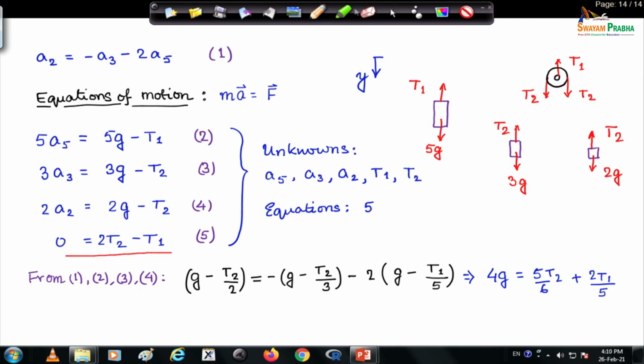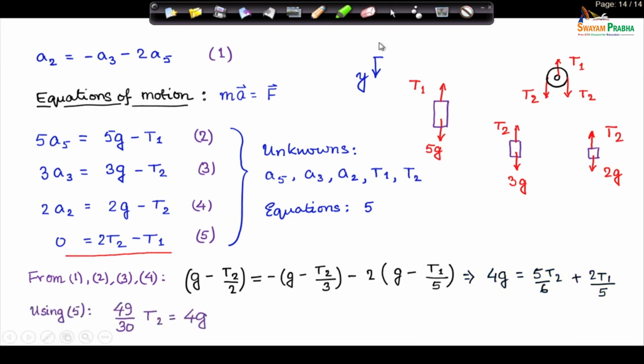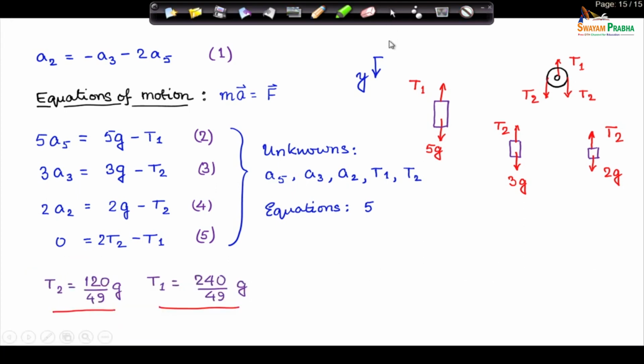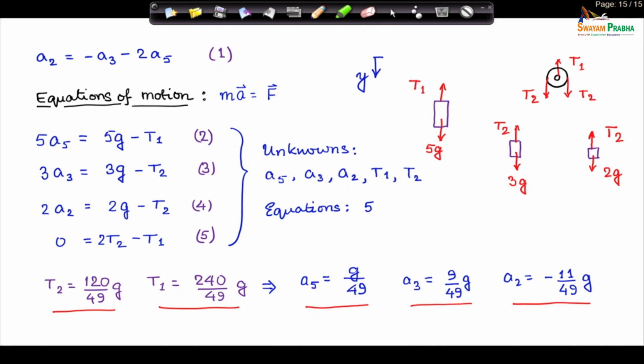Therefore, I can solve. Using 5, I get values of T2 and T1, this is straightforward algebra, and once I have T2 and T1, I can substitute in 2, 3 and 4 to solve for the acceleration of the mass points. So, that completes the solution of this problem. The details I leave to you to complete.